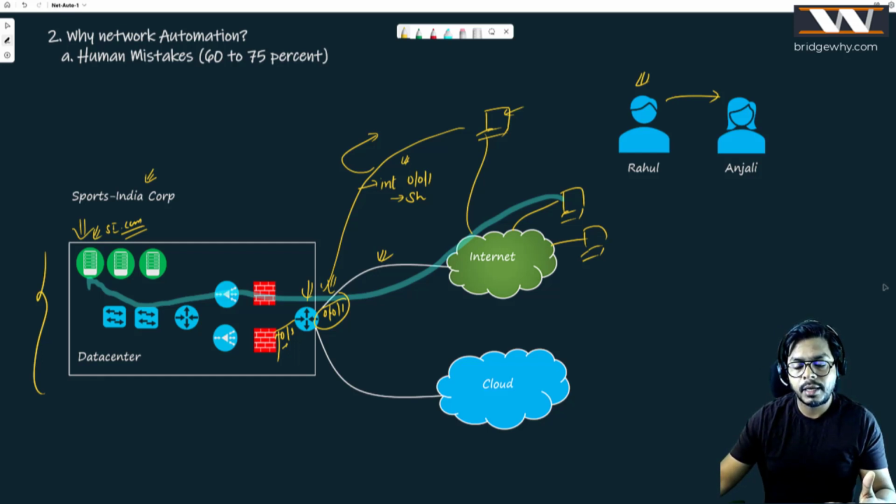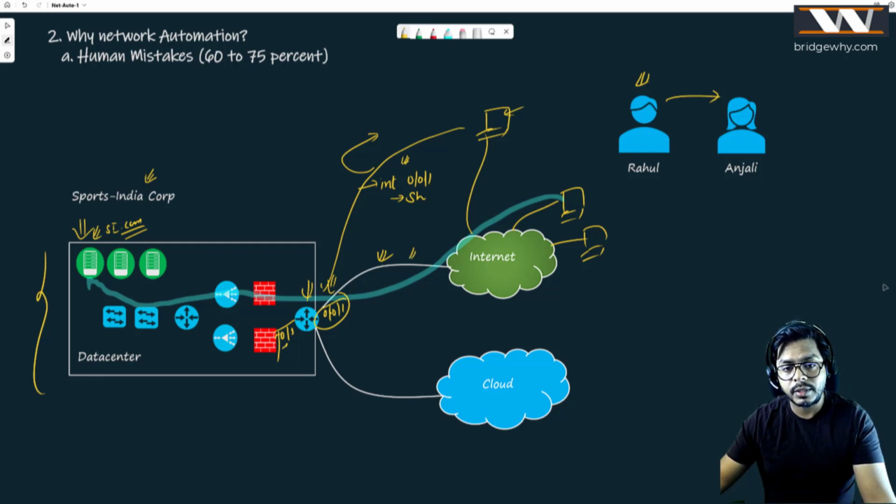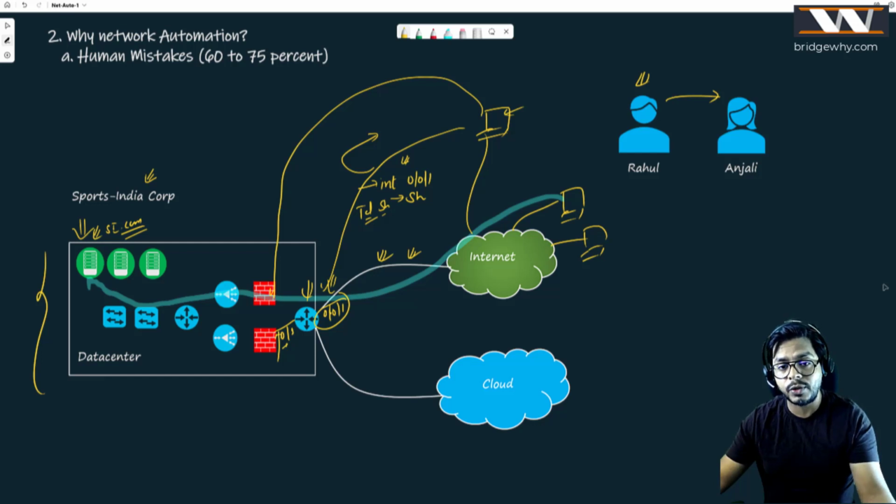This mistake happened to me, right? I have made so many such mistakes in my career, right? And if this interface goes down, then it's a huge problem for my business, right? And at that point of time, Mr. Rahul has to travel from his home to our company, right? Why? Because he was doing telnet, or maybe SSH, over the internet into this device. And if he's not able to access this device, and definitely he won't be, why? Because this interface is down now.